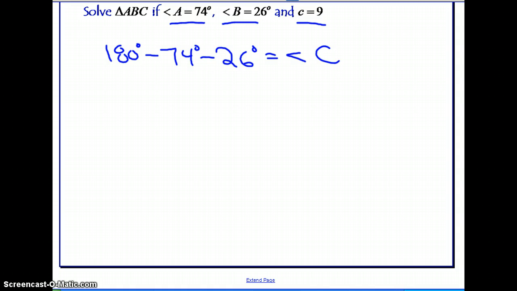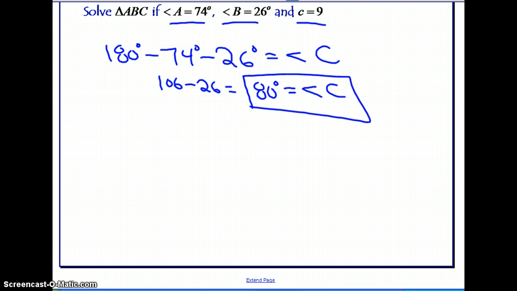So let's do that. If I add up right here, I'm subtracting 100. So our 180 minus 74 is 106. 106 minus 26 looks like 80 degrees. So angle C is 80 degrees. Now that we have that, we have angle C, we have side C. Let's get side A. So we're going to go A over the sine of A, and that's 74, equals C. C is 9, over the sine of C, which is 80.